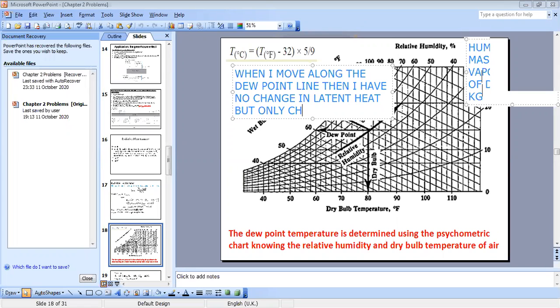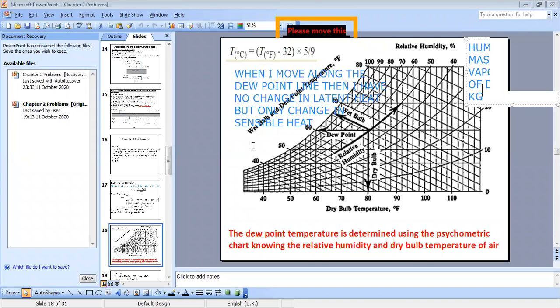The dew point line is horizontal. Yes, the dew point line is horizontal. Sorry, I cannot hear. How can you find the dew point? How to find the dew point?